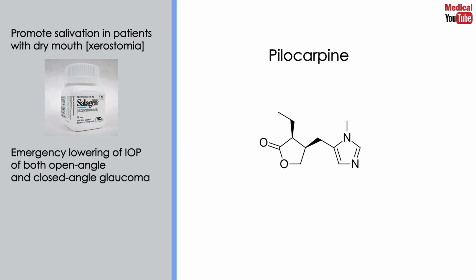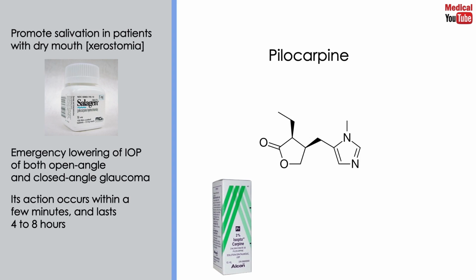Pilocarpine is used to treat glaucoma and is the drug of choice for emergency lowering of intraocular pressure of both open-angle and closed-angle glaucoma. Its action occurs within a few minutes, and lasts 4 to 8 hours, and can be repeated.